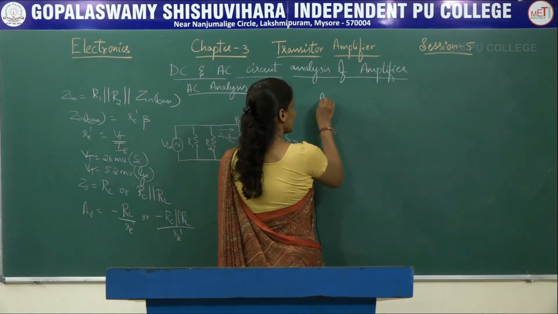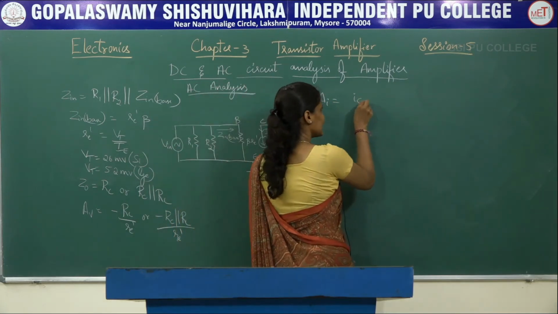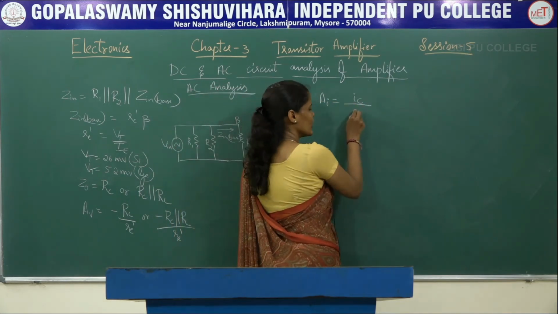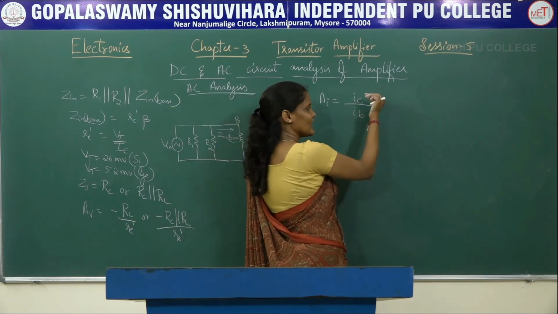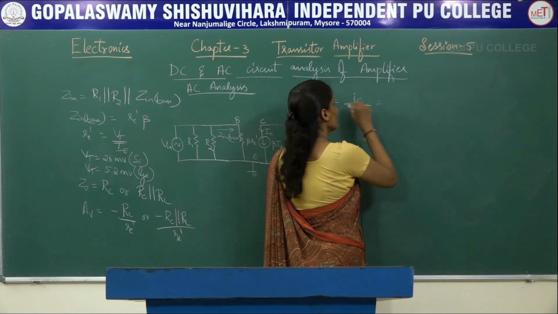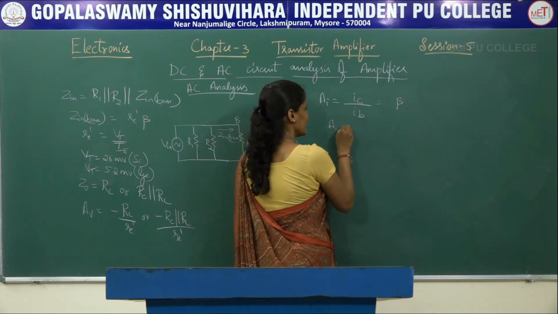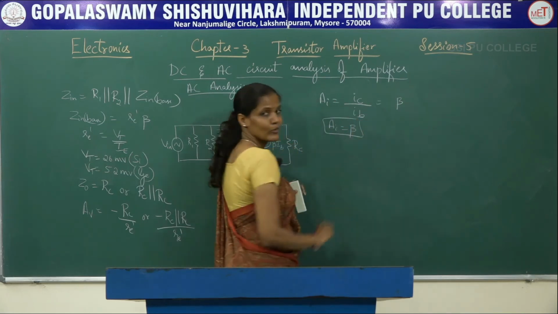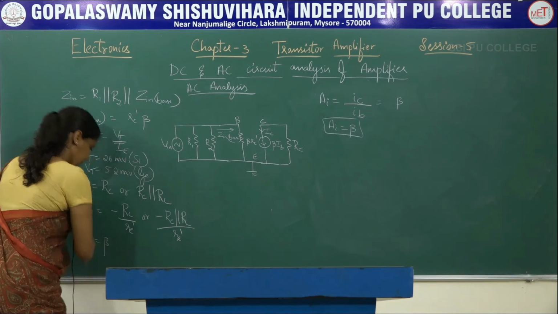The current gain denoted by AI is nothing but the output current IC divided by the input current IB. But we know that beta is equal to IC divided by IB. So AI, that is the current gain, is just equal to beta. AI is simply equal to beta.